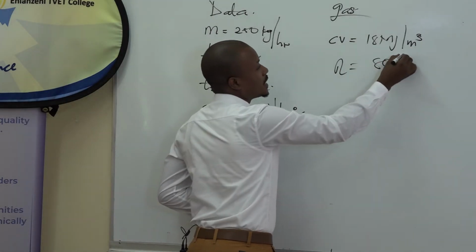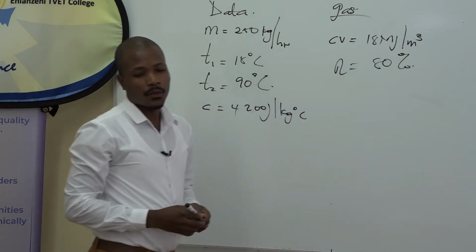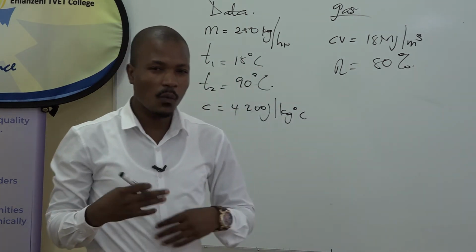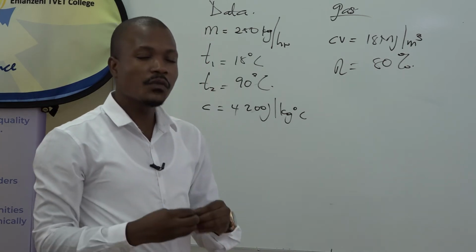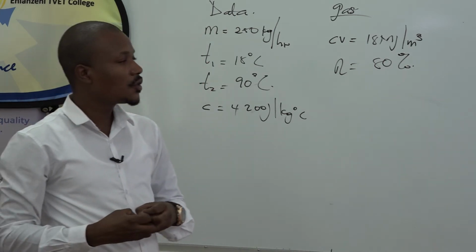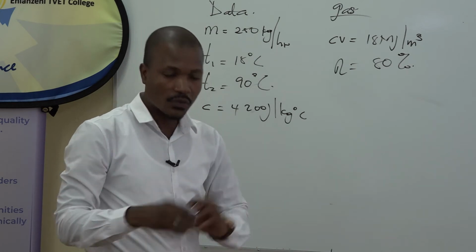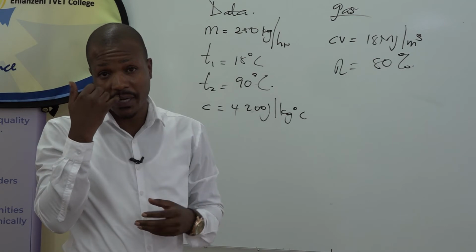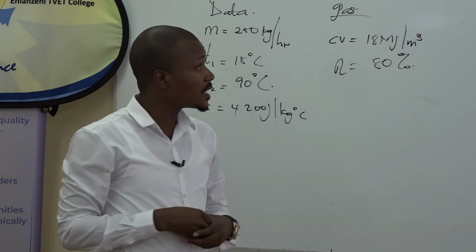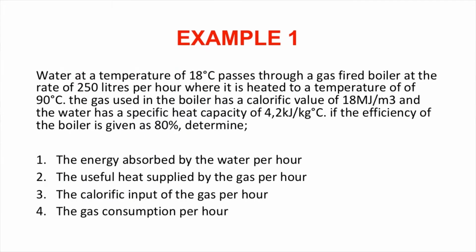Now they say the efficiency of the boiler is 80%. When we speak about the efficiency of the boiler, what are we referring to? It means that in the process of transferring heat from the boiler to the water, heat was lost in between. Or rather, heat was spread to the surroundings of the boiler, since the law of energy says heat cannot be lost.